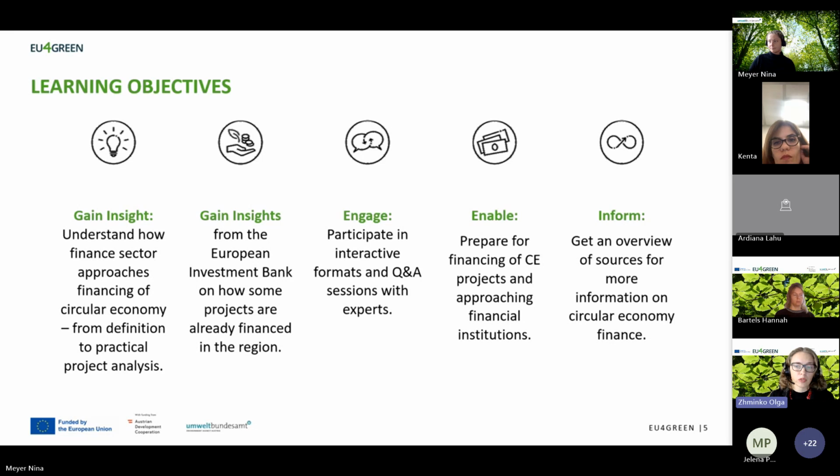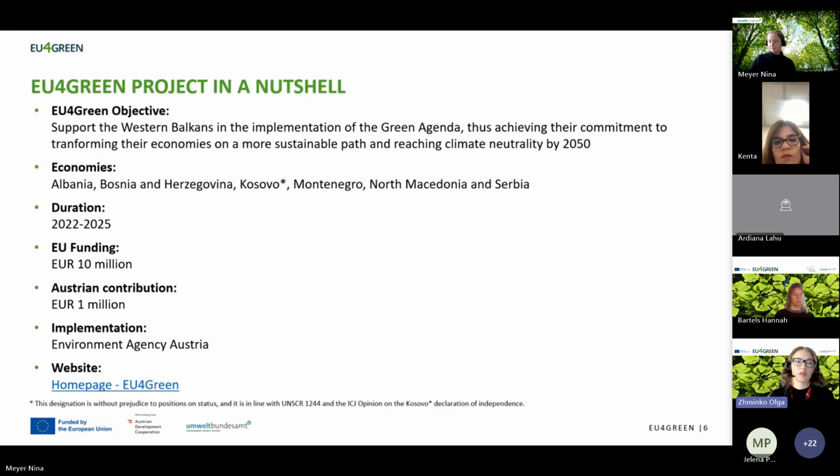I will say a couple of words about the EU4Green project. Our project runs from 2022 till 2025. It's funded by the European Commission and partially by the Austrian Development Agency, and it covers 6 economies in the Western Balkans: Albania, Bosnia and Herzegovina, Kosovo, Montenegro, North Macedonia, and Serbia. The objective of the project is to support the 6 economies of the Western Balkans on their accession journey, and specifically for accelerating green agenda implementation.